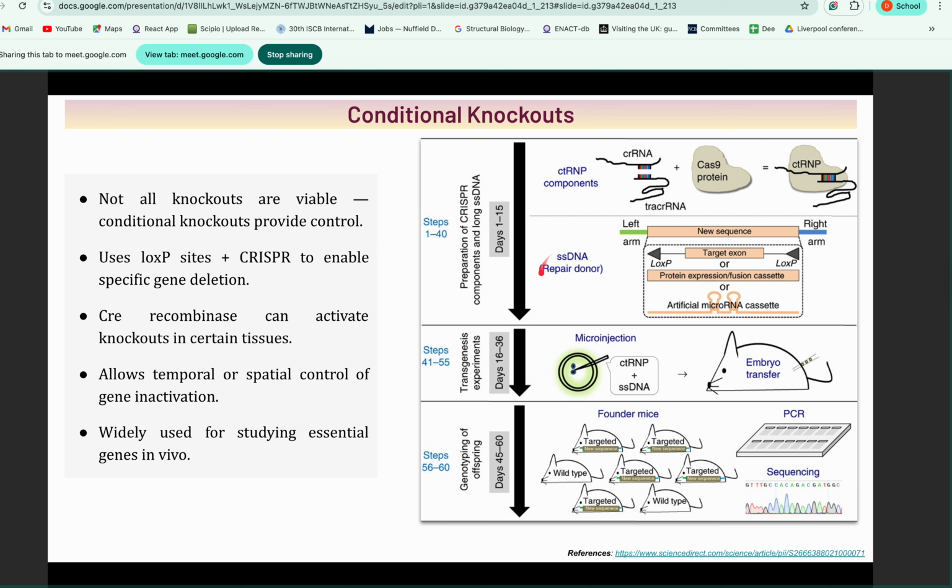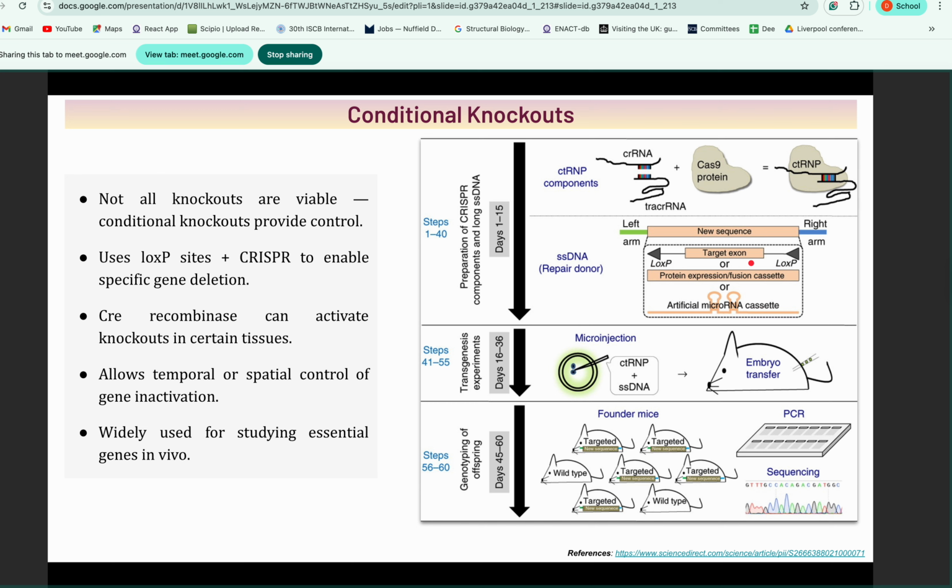Now we need a single-stranded DNA, which is the repair donor. So it has a left arm, a right arm, and then this is a new sequence. Left arm and right arm mean homology arms, which are responsible for the repair mechanism, because this Cas9 and CRISPR tracr complex will make a double strand break in the DNA at the particular site which is complementary to my CRISPR RNA sequence.